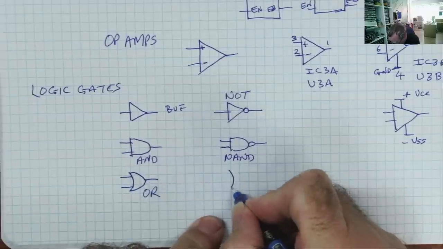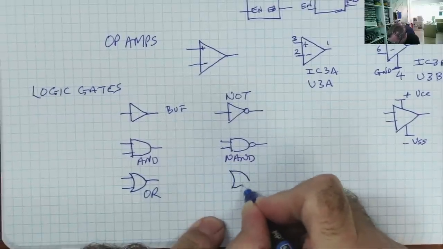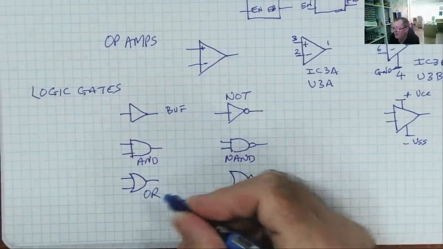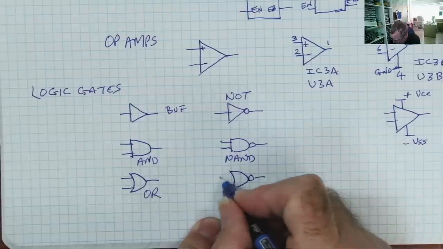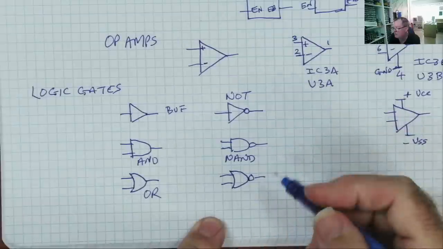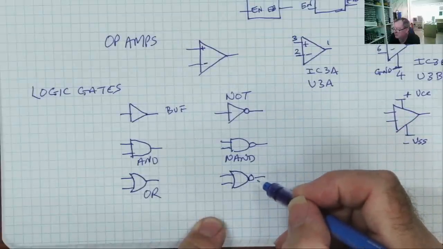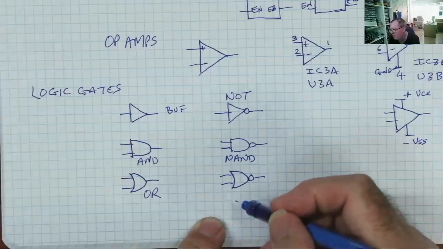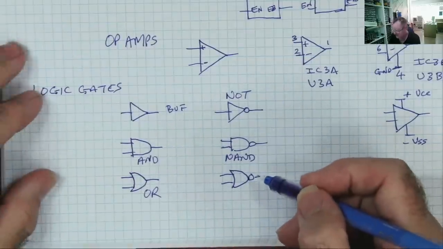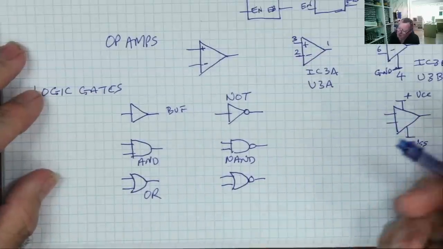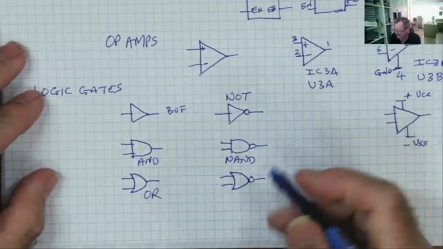We have a NOR gate, which is simply an OR gate with an inverter on the end of it. So it inverts the logic. In this case now, the output will be high if both inputs are low, okay? Other combinations will have an output low, 0 volts. So that is the NOR.